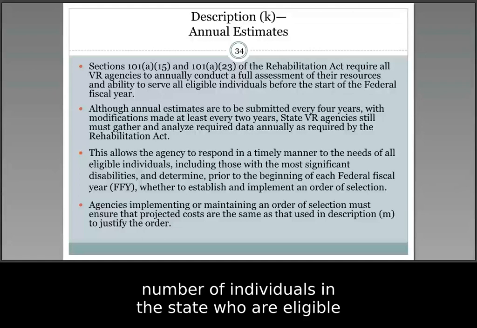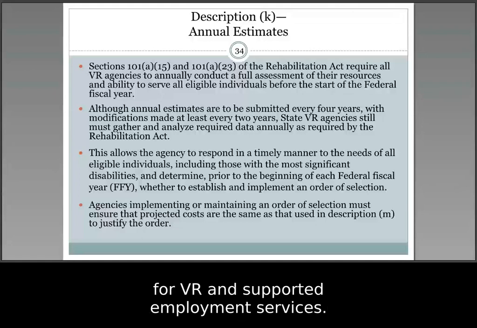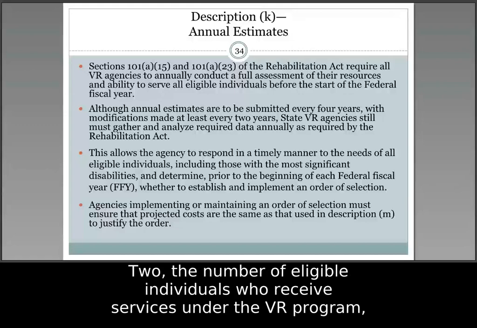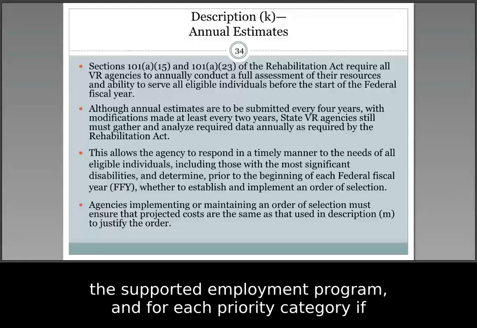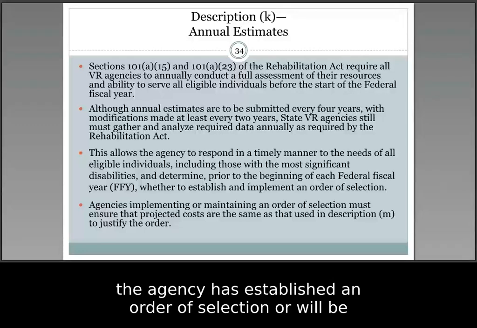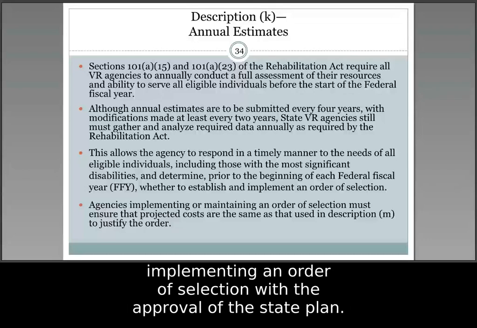1, the number of individuals in the state who are eligible for VR and supported employment services. 2, the number of eligible individuals who receive services under the VR program, the supported employment program, and for each priority category, if the agency has established an order of selection or will be implementing an order of selection with the approval of the state plan.